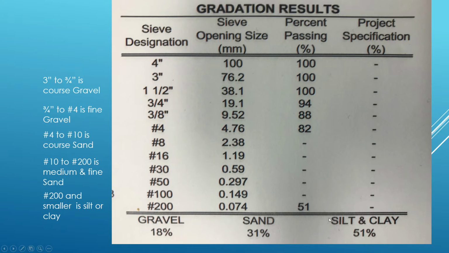The reason we know that it was either silt or clay was the number 200. It said 51% of it was able to pass through a number 200. So the majority of this material is a silt and a clay.